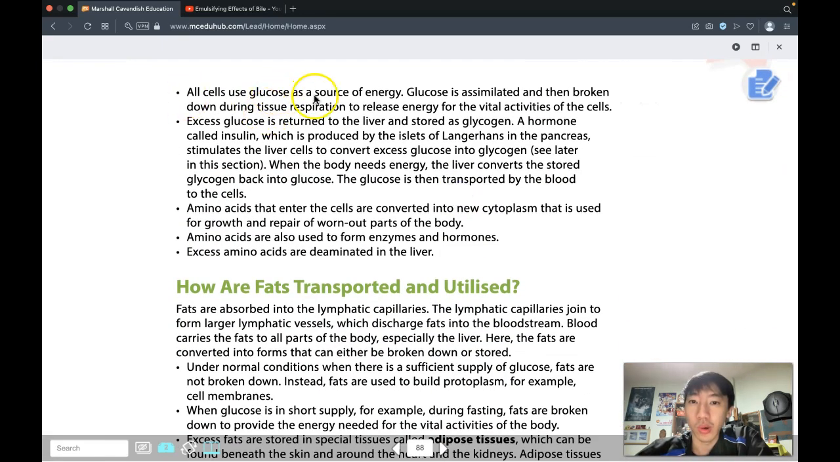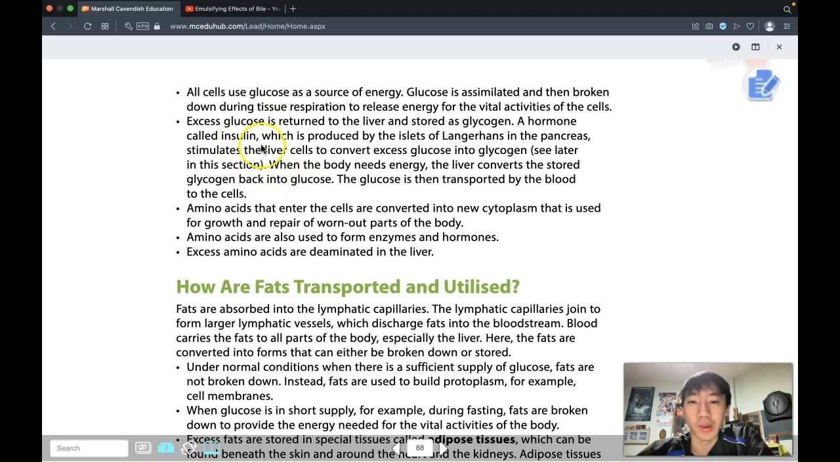All cells use glucose as a source of energy. Glucose is assimilated and then broken down during tissue respiration to release energy for the vital activities of the cell. Excess glucose is returned to the liver and stored as glycogen. A hormone called insulin, which is produced by the islets of Langerhans in the pancreas, stimulates the liver cells to convert excess glucose into glycogen. When the body needs energy, the liver converts the stored glycogen back into glucose. The glucose is then transported by the blood to the cells.